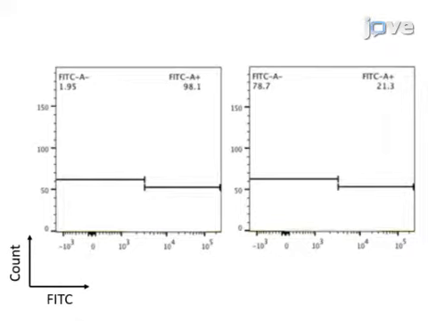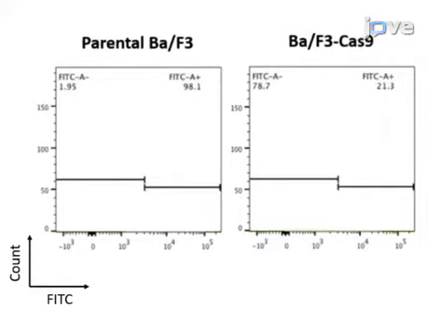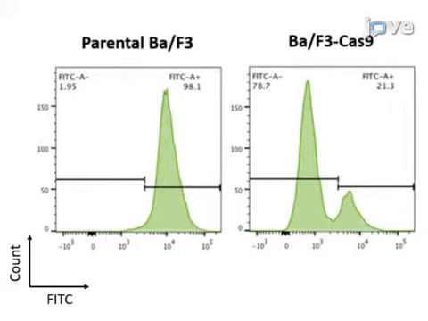Representative flow cytometric data demonstrating Cas9 activity in parental BaF3 cells and BaF3 cells overexpressing Cas9 is shown here. Green fluorescent protein signal is reduced by 76% in BaF3 cells overexpressing Cas9, indicating robust Cas9 activity. Whereas in parental BaF3 cells, the green fluorescent protein signal remains at 100%.